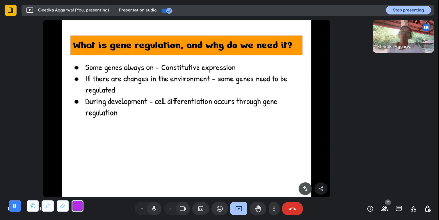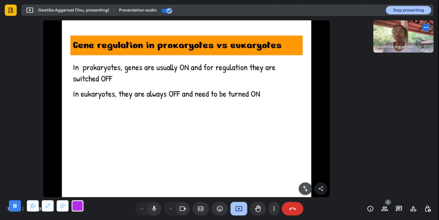Okay, so that is how during development gene regulation plays a very important part in cell differentiation. Gene regulation is again different in prokaryotes versus eukaryotes. In prokaryotes, genes are usually on, and for regulation, they are switched off. Most of the genes in their base state are on, so they're always being transcribed and translated, always producing polypeptides. But for regulation, you mostly switch them off, when you don't require them.